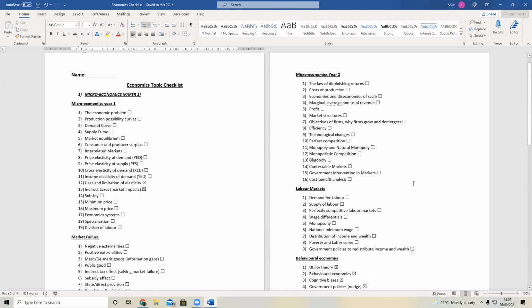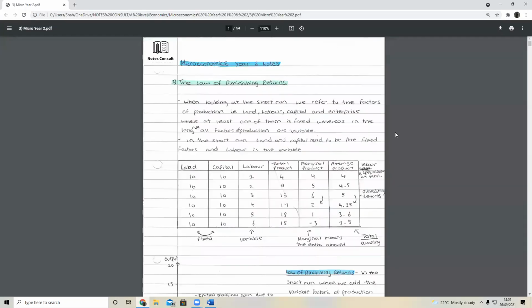But anyway, we're going to start off with micro year 2 content today. The first topic we're going to start with is something called the law of diminishing returns. Have you heard of that before?